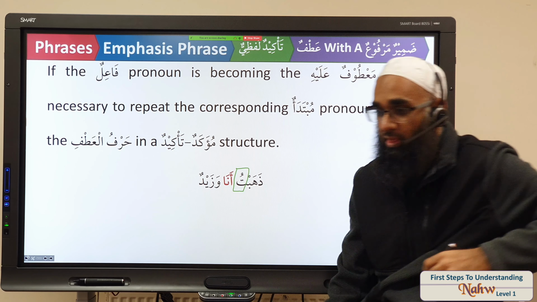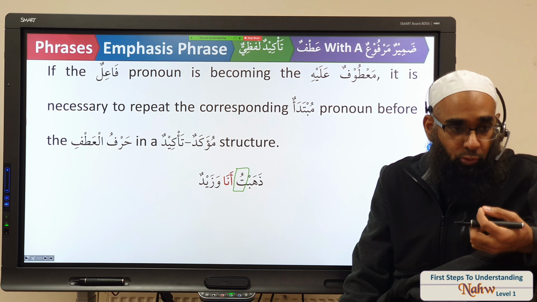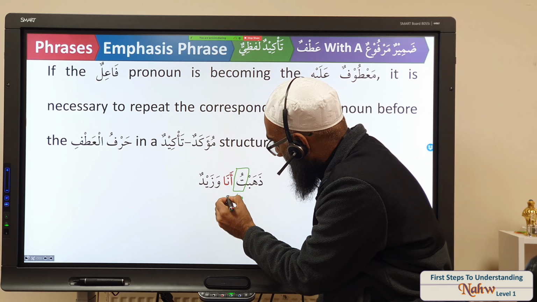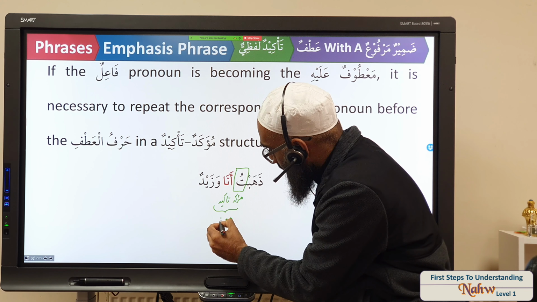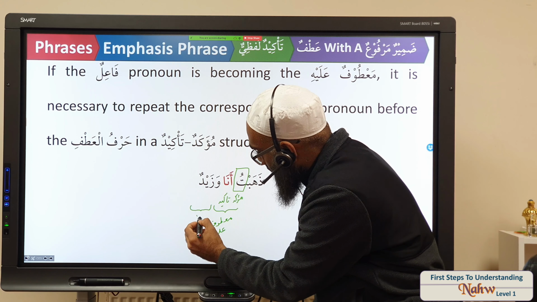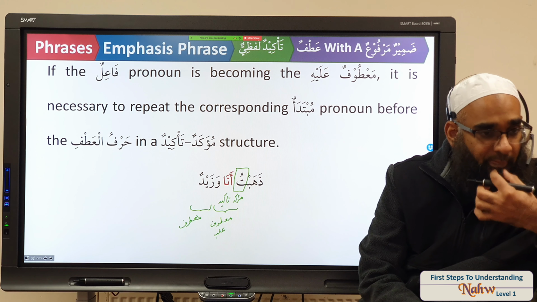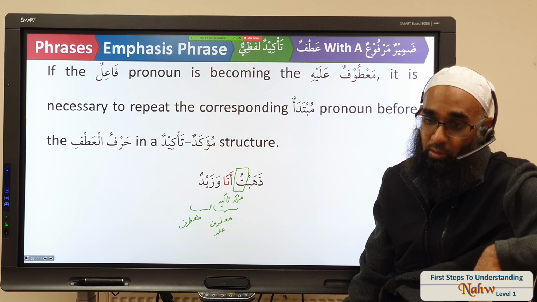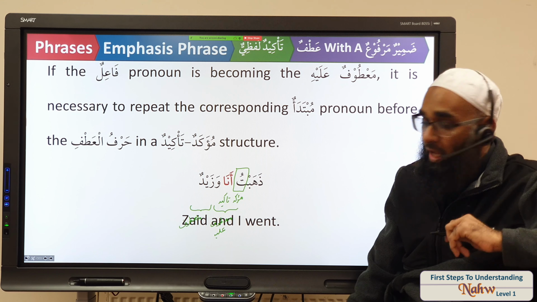So who is the fa'il? Dhahabtu, which means tu is the fa'il, isn't it? What's the corresponding mubtada pronoun to tu? Ana. So you have to say dhahabtu, make that mu'akkad, make this ta'keed, and then it becomes ma'tuf alayh. And then this becomes ma'tuf. Do you understand? So you have ma'tuf alayh and then you have ma'tuf. But you can't say dhahabtu wa Zaydun. What do you have to say? Dhahabtu ana wa Zaydun. Zayd and I went.